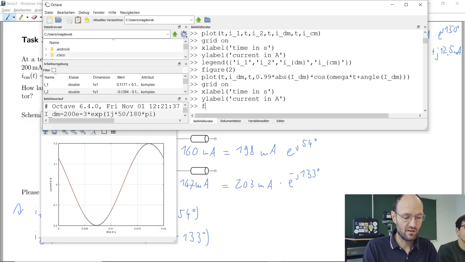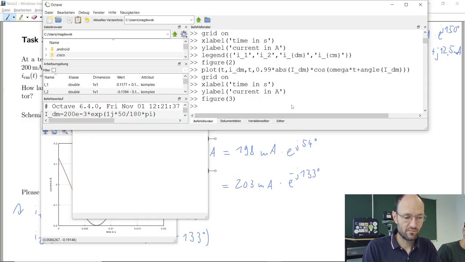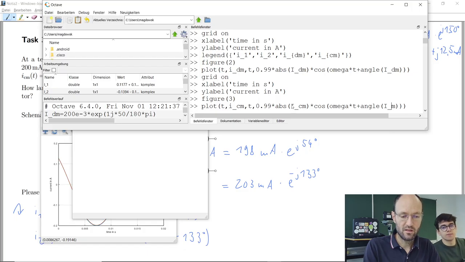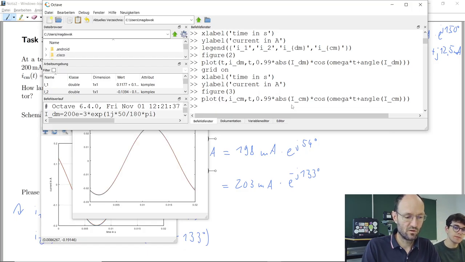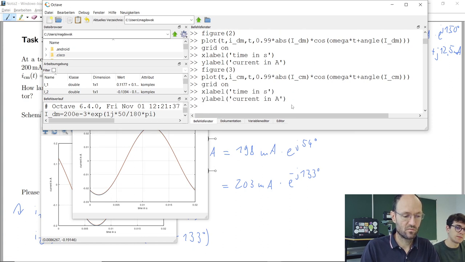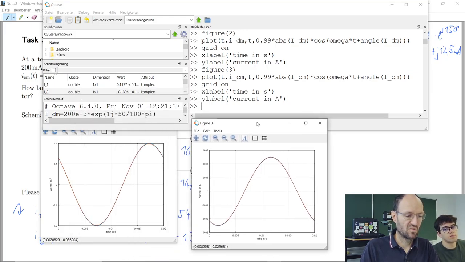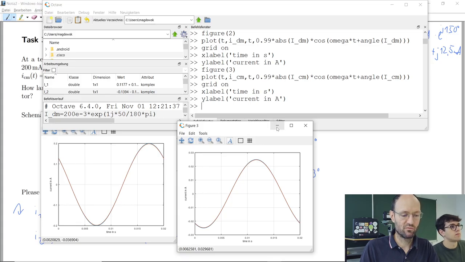And now if I add a last figure, and for this last figure do the same plotting but for the common mode, so common mode here, common mode there, common mode there, then this should also fit. We should see two similar curves. If we add labels, then we have a nice diagram. Okay, so this works. Solution checked.